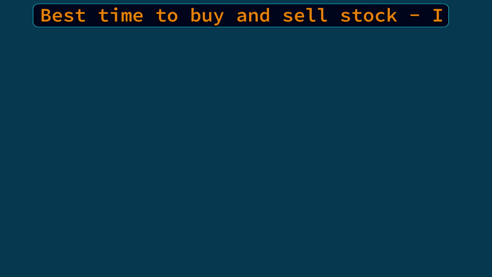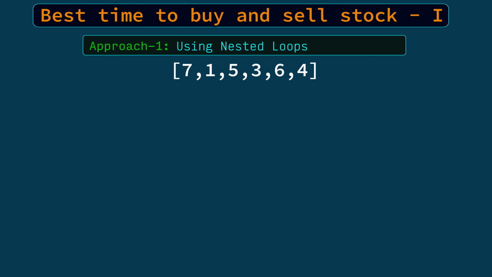So let's start with a naive approach to solve this problem. We can use two nested loops to solve it. Through the first loop, we consider one day's stock at a time, and we'll find the right pair in the second loop so that we can sell it for a maximum profit.